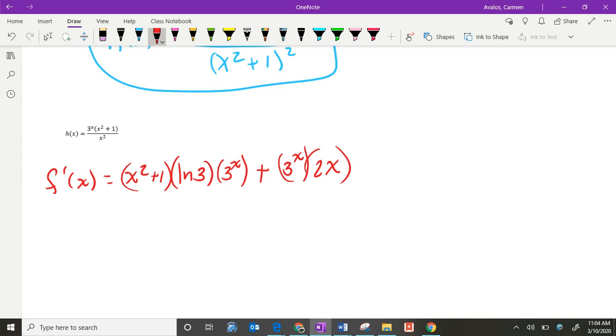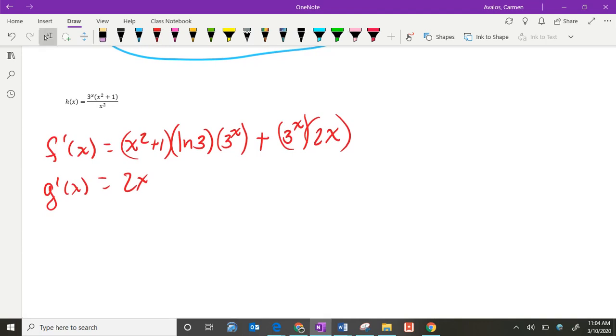So what we want to do next is, we know that the derivative of g of x is going to be 2x. So now we do the quotient rule on that. And the way that we're going to do that is we're going to do the low-d-high, high-d-low. So this is the whole thing. So we're going to do the low, so it's going to be x squared times the derivative of the numerator, which is going to be all this.